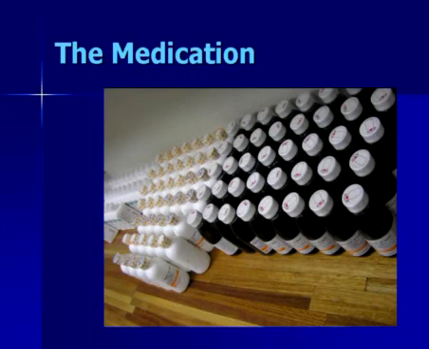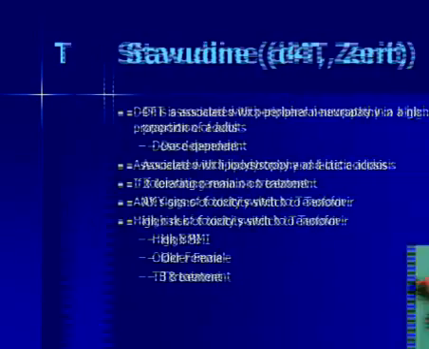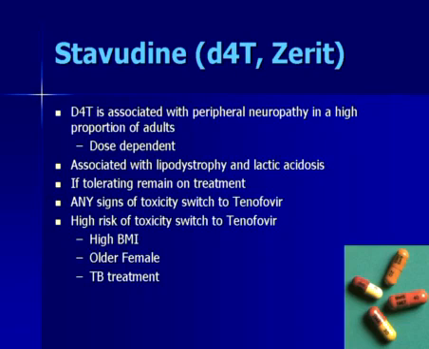So now the medicines. I'm going to go through this briefly because I know Lynn spoke about this. So I'm just going to touch on some of the differences between the pediatric medicines and the adult medicines. Stavudine, we all know about. D4T. It used to be the number one medicine, part of regimen 1.